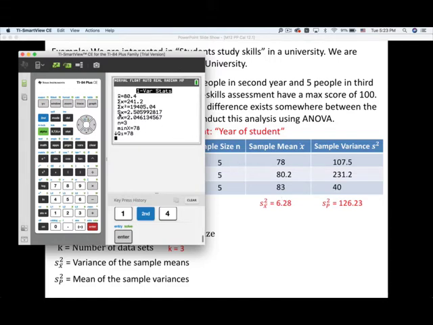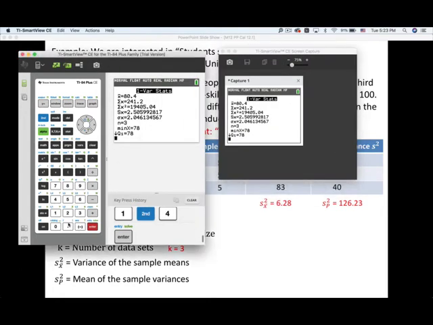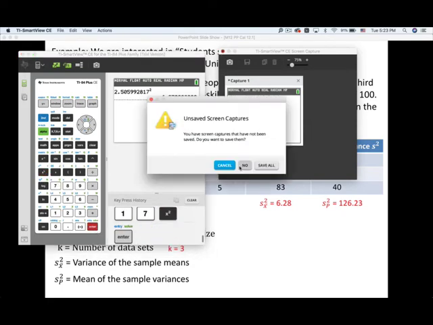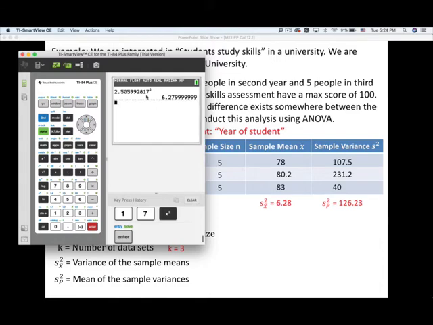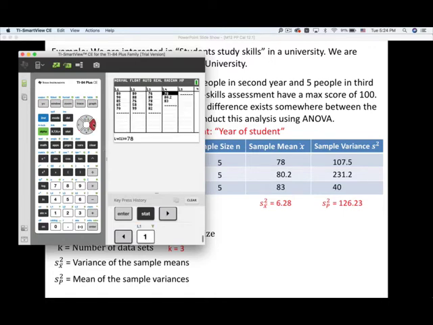So again, I'm going to square my sample standard deviation. Take square. You will find that it's 6.28. This is going to be the variance of the sample means. And then for the mean of the sample variance, you want to find the mean of these 3 data. Either you can put it into your L5.